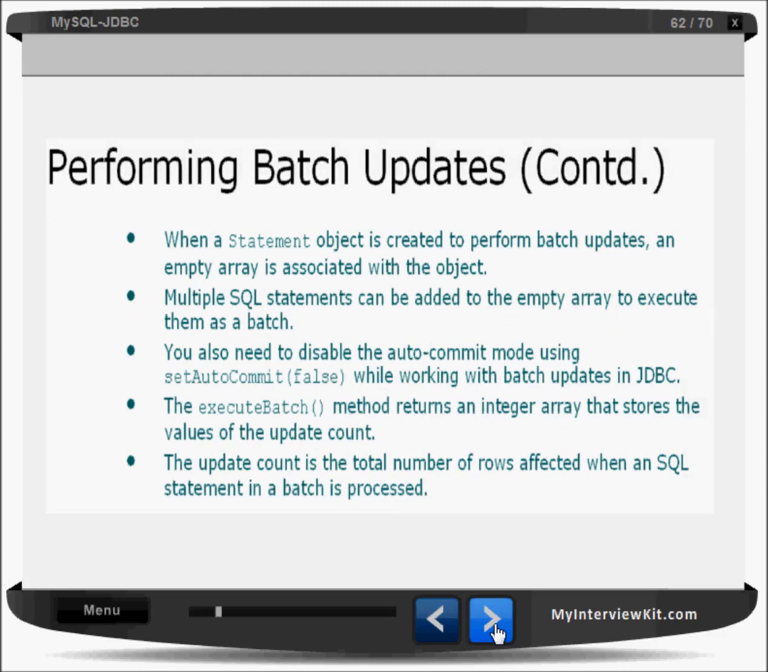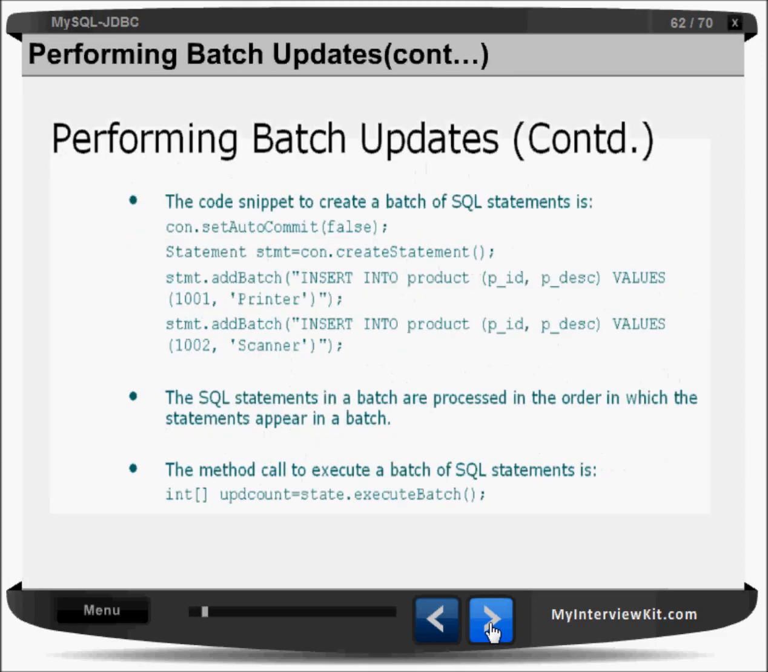Now when a statement object is created to perform batch updates, an empty array is associated with the object. So multiple SQL statements can be added to the empty array to execute them as a batch. You also need to disable the auto commit mode using setAutoCommit(false), and then you can say executeBatch. The update count is the total number of rows affected when a SQL statement in a batch is processed. Let us say you are inserting 10, so 10 rows will be affected here.